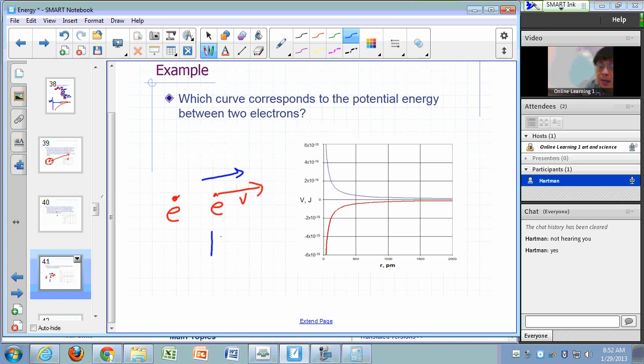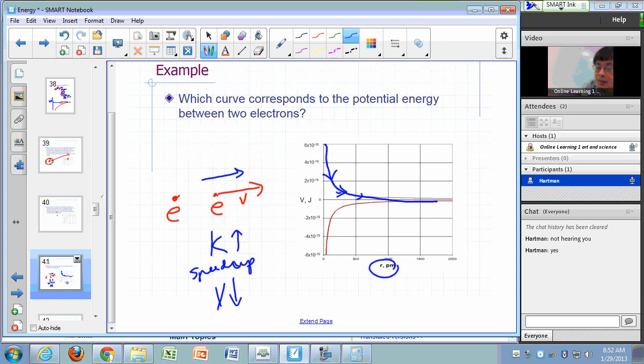So what's going to be happening to the kinetic energy of this electron? Will it be speeding up or slowing down? It's being pushed, so kinetic energy will increase, right? So it's going to speed up. What happens to the potential energy? Kinetic energy increases, potential energy decreases. So this is what the potential energy is going to look like. It's going to be decreasing as the electron moves away.